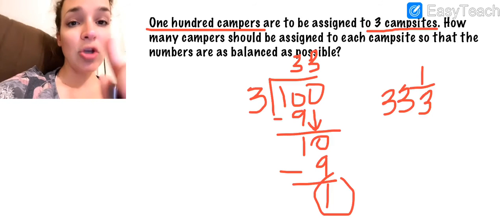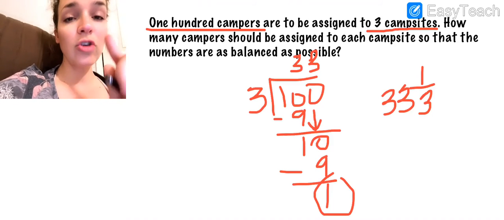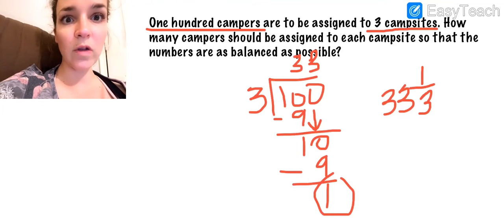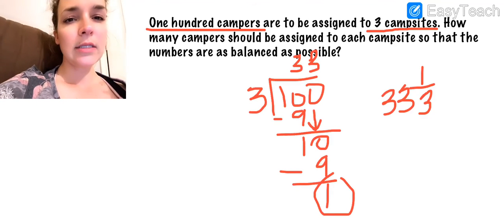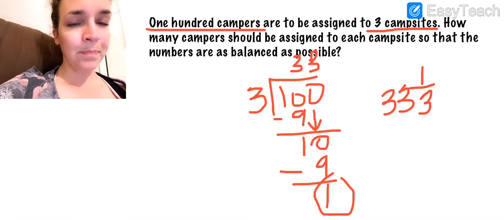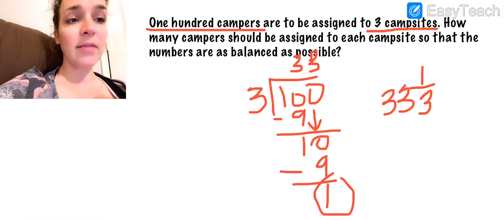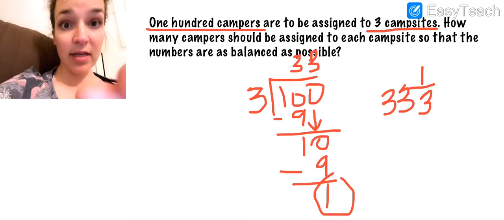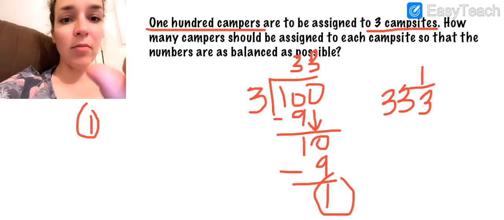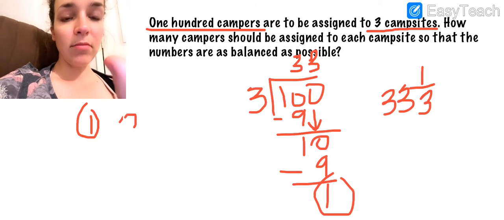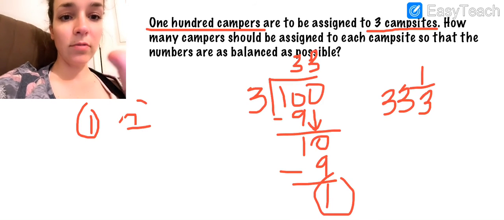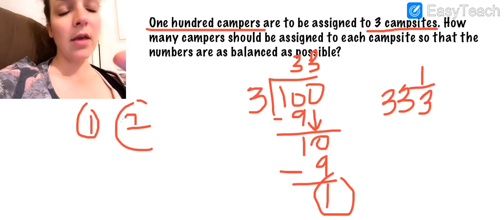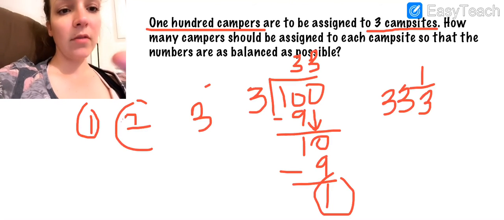All right, so let's look back at the question. Before you put a box around your answer, you always want to look back at the question and say, did I give the answer that they were looking for? The question is how many campers should be assigned to each campsite so that the numbers are as balanced as possible. So we've got 3 campsites: campsite number 1, campsite number 2, and campsite number 3.